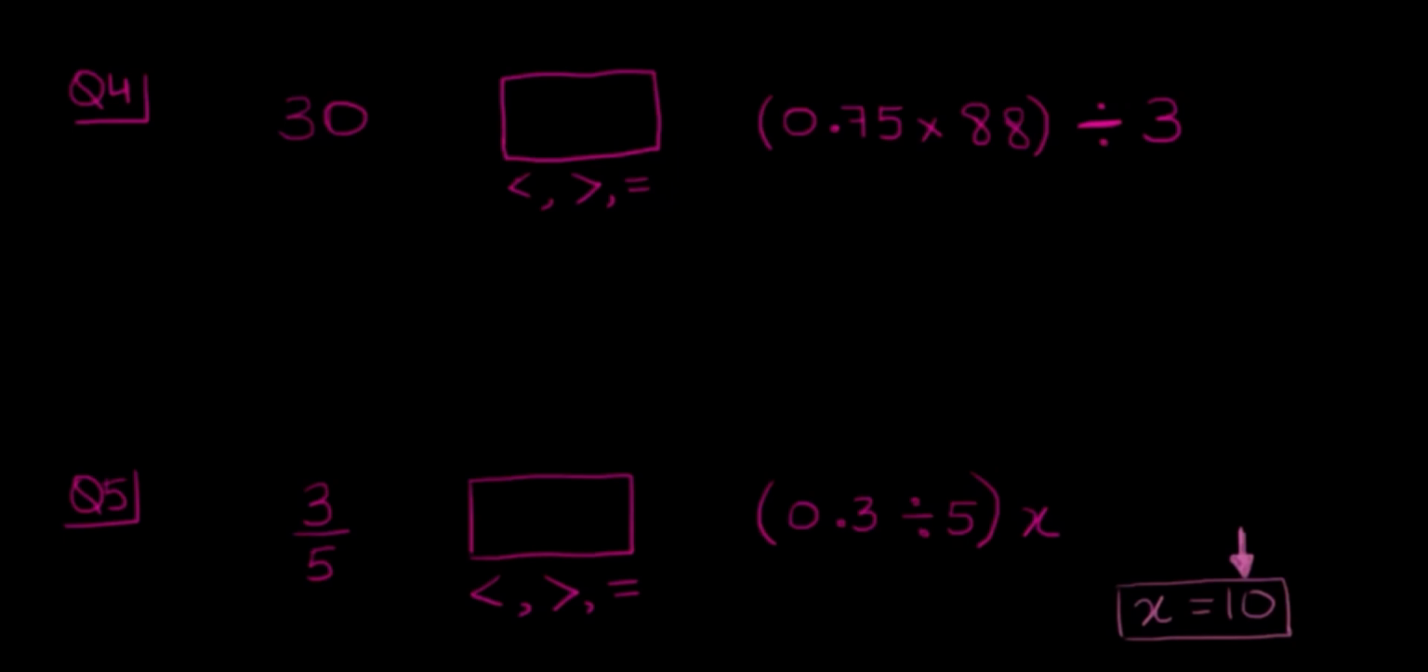Now, question number 4, they're saying compare these two things. I've got 0.75 times 88 divided by 3. Very clearly, this is something I have already. This is the area that I need to start working on.